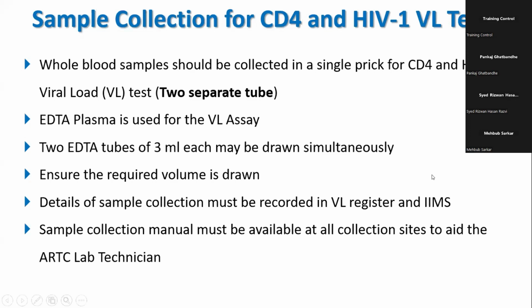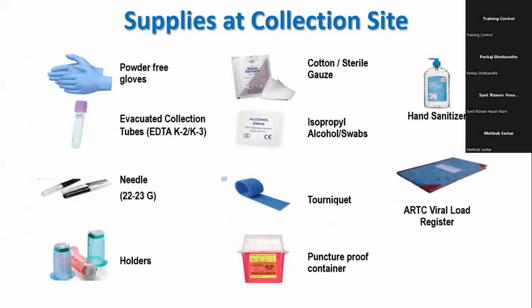There should be a sample collection manual available at each sample collection site. So these are some of the prerequisites, some of the supplies that you will need. Here, the most important thing is the powder-free gloves. The more emphasis on powder-free. The reason being, if there is any powder in the residue or the blood, this will hinder your PCR process, and you will not get a report from the lab.